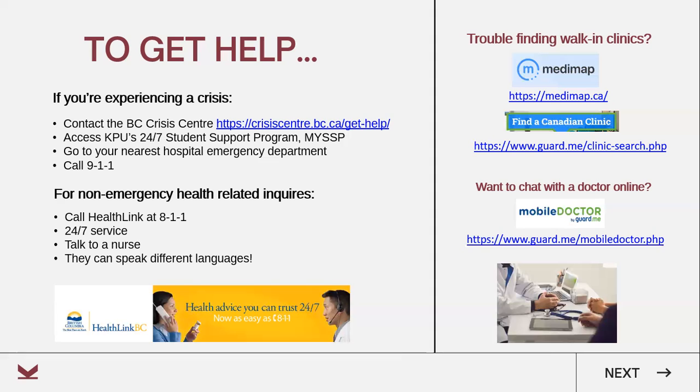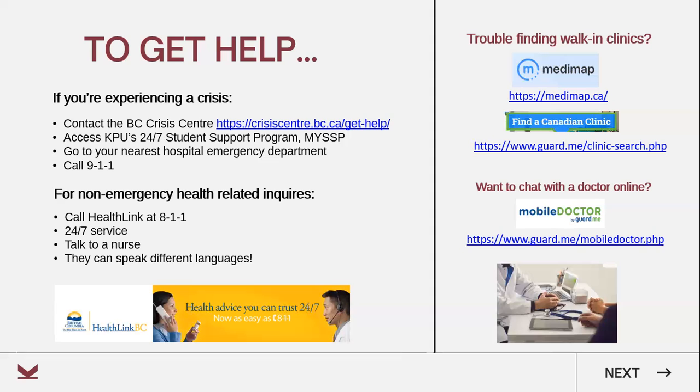There is also something that's called my SSP, which is something that I actually talked about earlier, right? It provides you, again, 24/7 support. So don't forget and make sure you utilize that. And go to your nearest hospital emergency department if you have an emergency, right? You can Google to make sure that you learn about your closest hospital around where you live, or around KPU. And the emergency number here in Canada is 911. So you may also call 911 if you're experiencing a crisis.